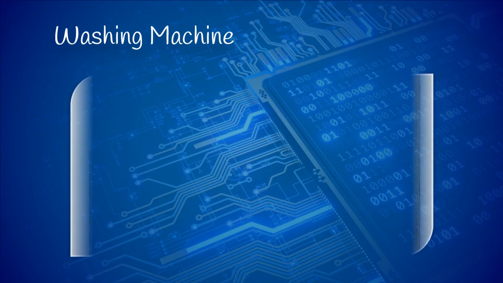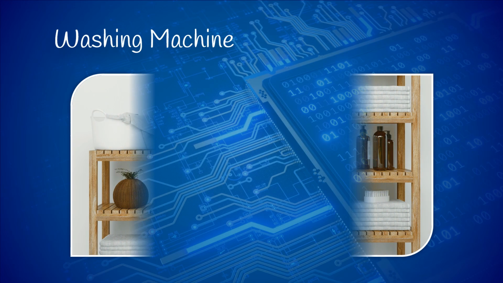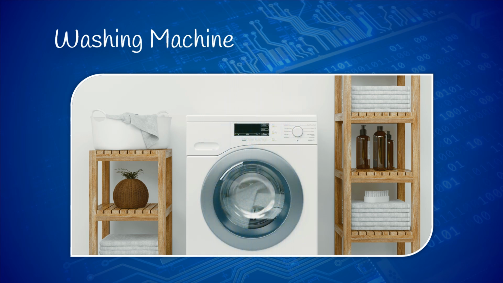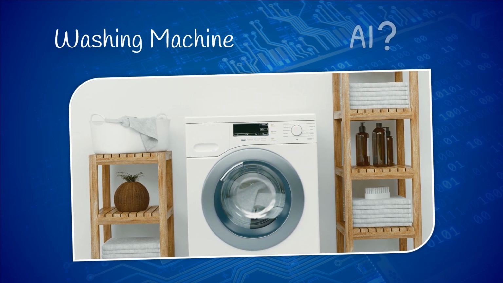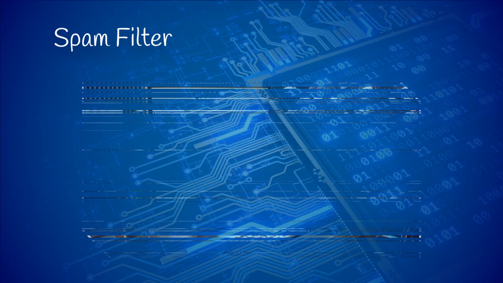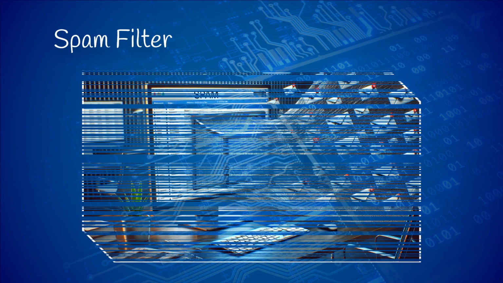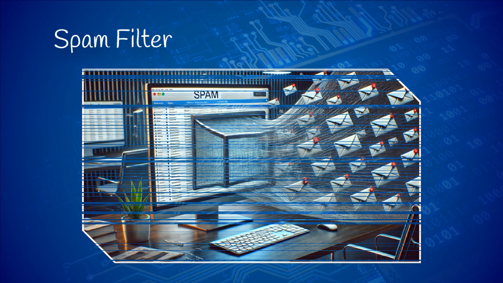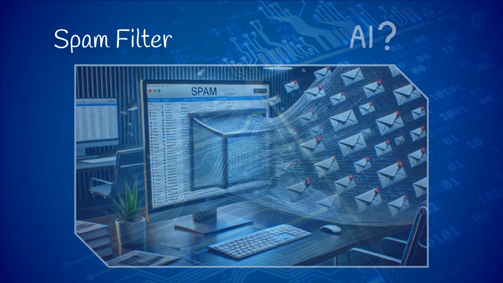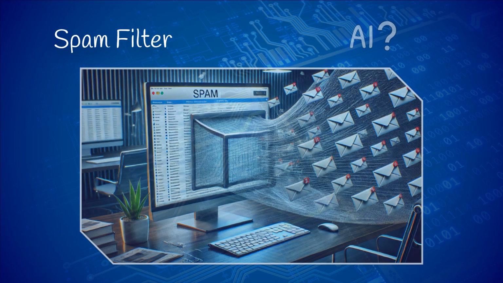Now, a washing machine. Think about modern washing machines. Some have sensors that adjust water levels and wash cycles based on the load size and fabric type. Is this an example of AI? What do you think of the spam filter in your email? It identifies and screens out unwanted messages based on patterns that have been collected from large data sets. Is this a form of AI?